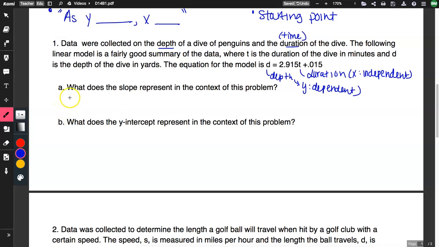Okay, so what does the slope represent in the context of this problem? When I'm looking at the slope, I'm looking at this number right here. Our slope is 2.915. What helps me interpret the slope is to write it as a fraction. If it's not already a fraction, and it's usually not, I'm not going to rewrite the decimal. I'm just going to put it over 1, to make this number look like a fraction.